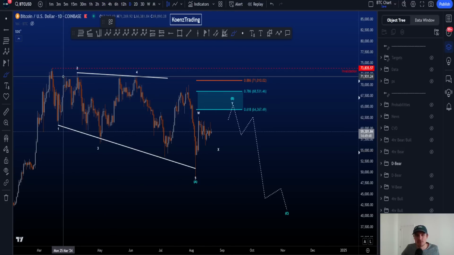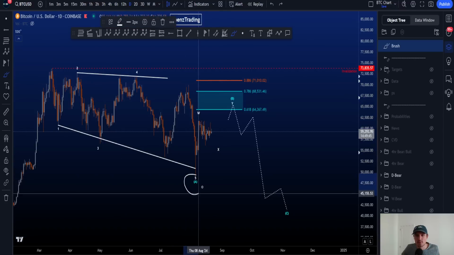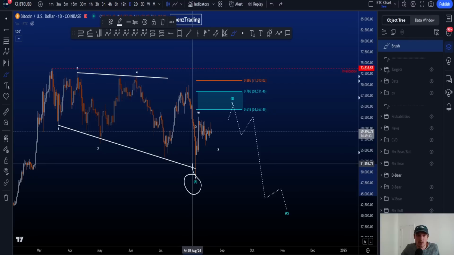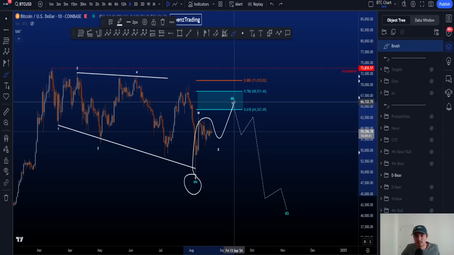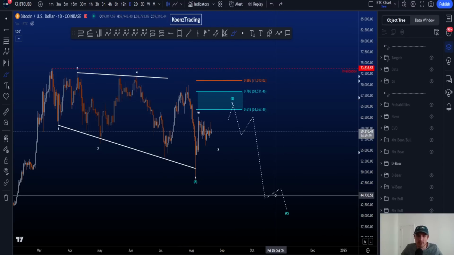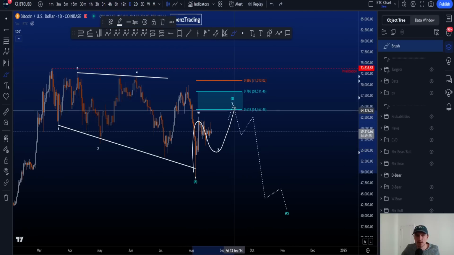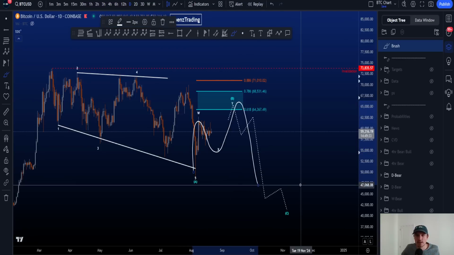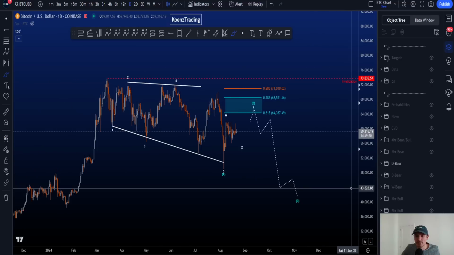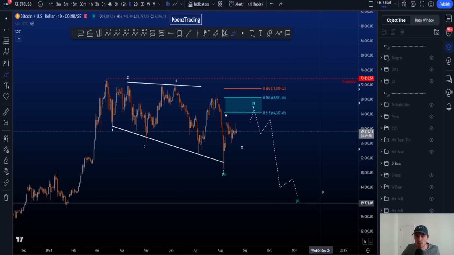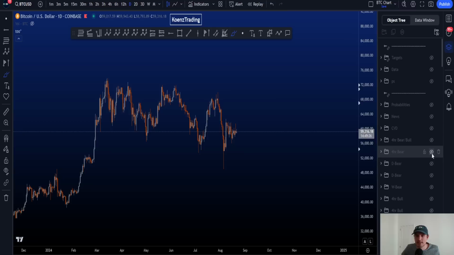Now, in this case, you can label this expanding diagonal as a wave A or as a wave 1, look for a 2 or a wave B, and then a C or 3 to the downside. It's the same structure. Preferably in B, you still have your WX and then a Y, move a little bit higher, and then you move towards the downside to take the low of wave A at 49K.